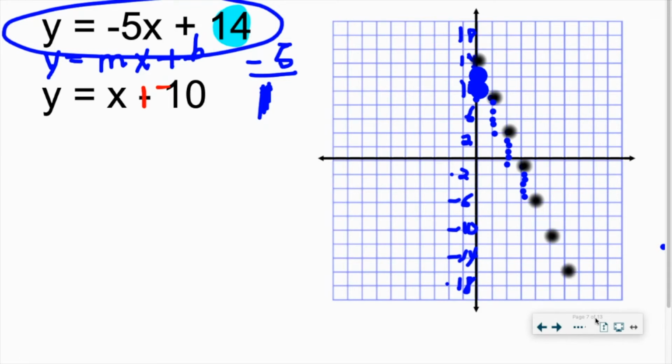And there you have it. Grab a straight edge, connect all your dots. They should all line up. If not, we've counted wrong. Put arrows on that line, and away we go.